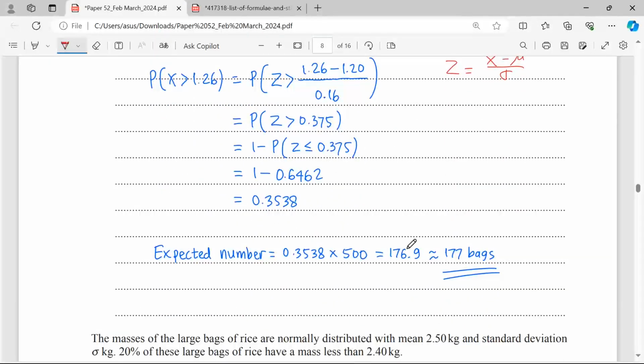You will get 176.9. And since our context is about the number of bags, it doesn't make sense if we have 176.9 bags. So you have to round it up. Becomes 177 bags. So this is the expected number. Okay, the next one.